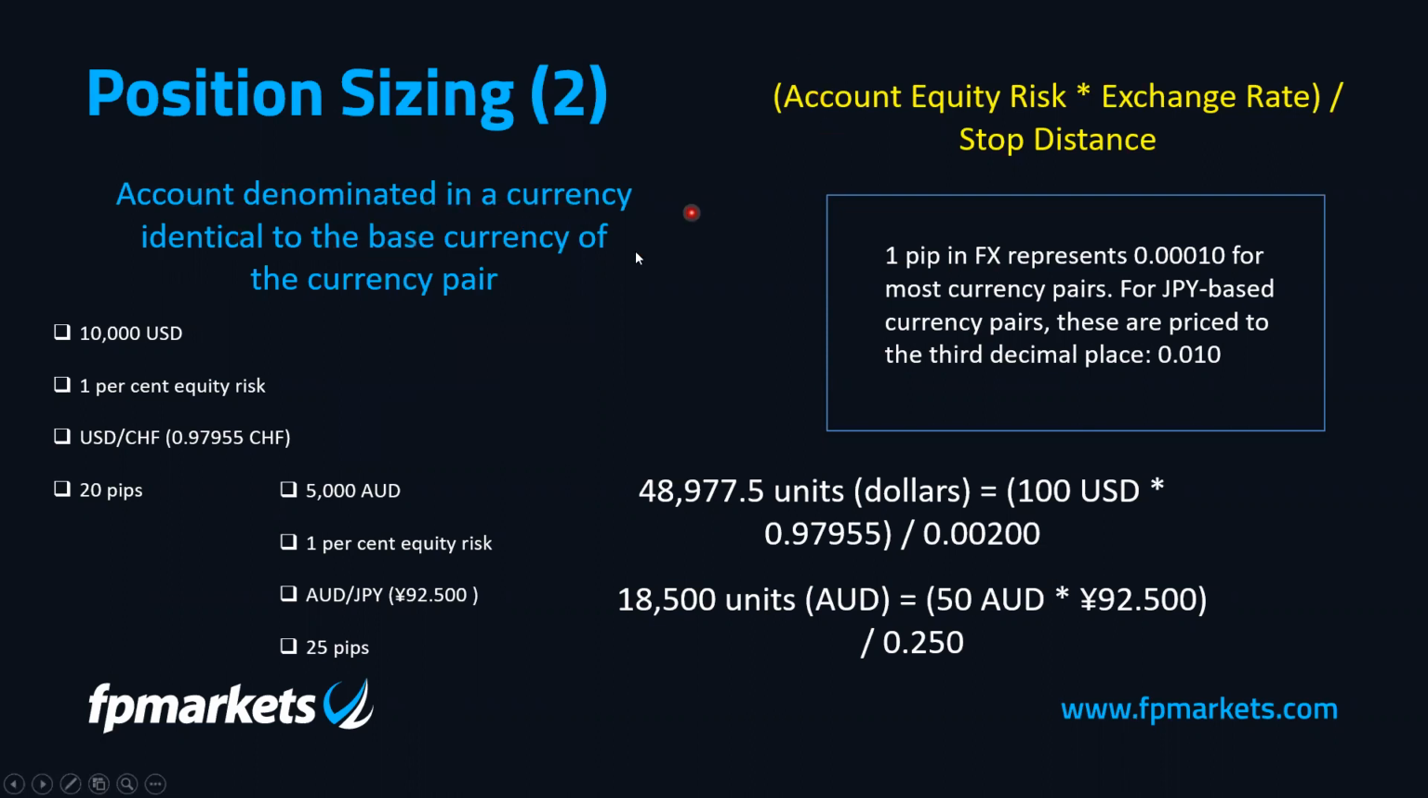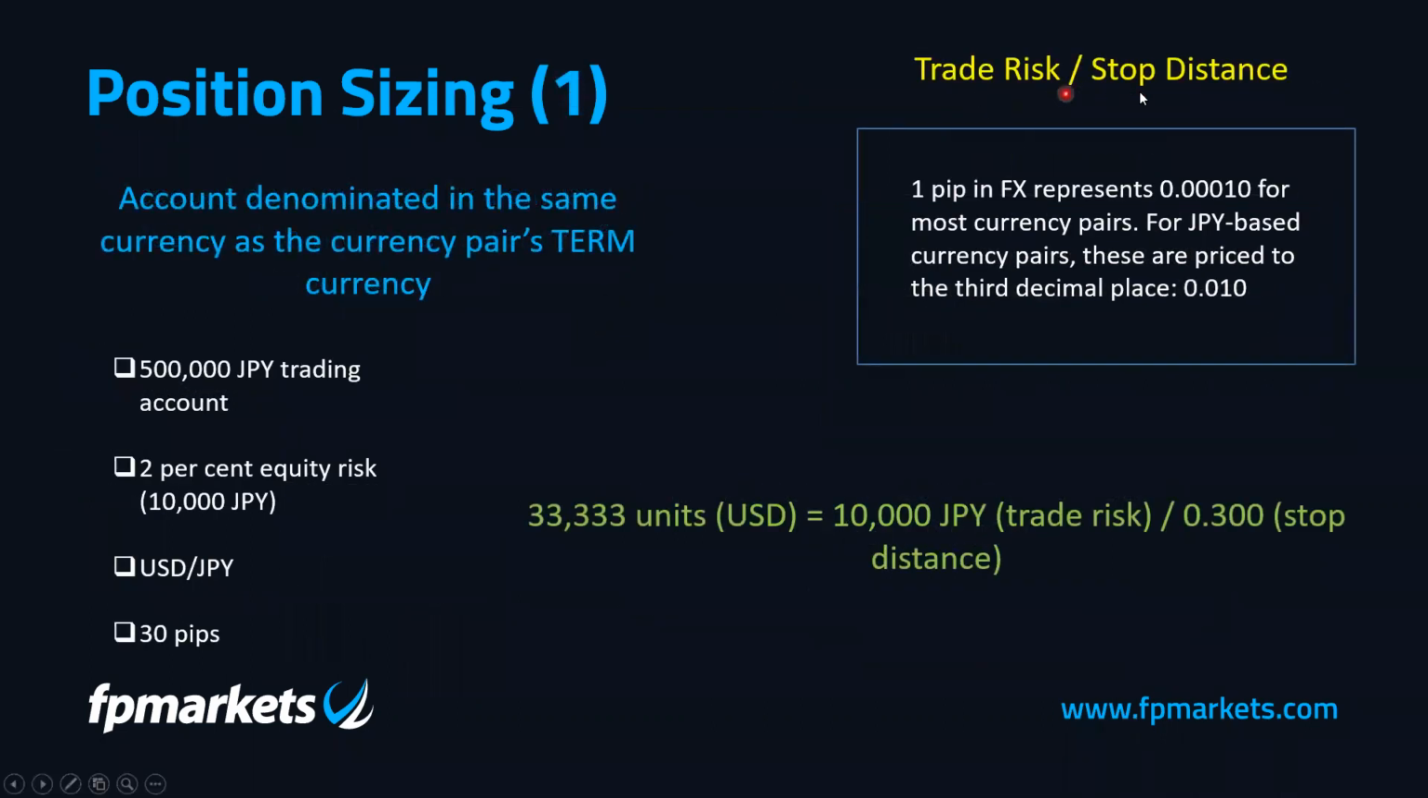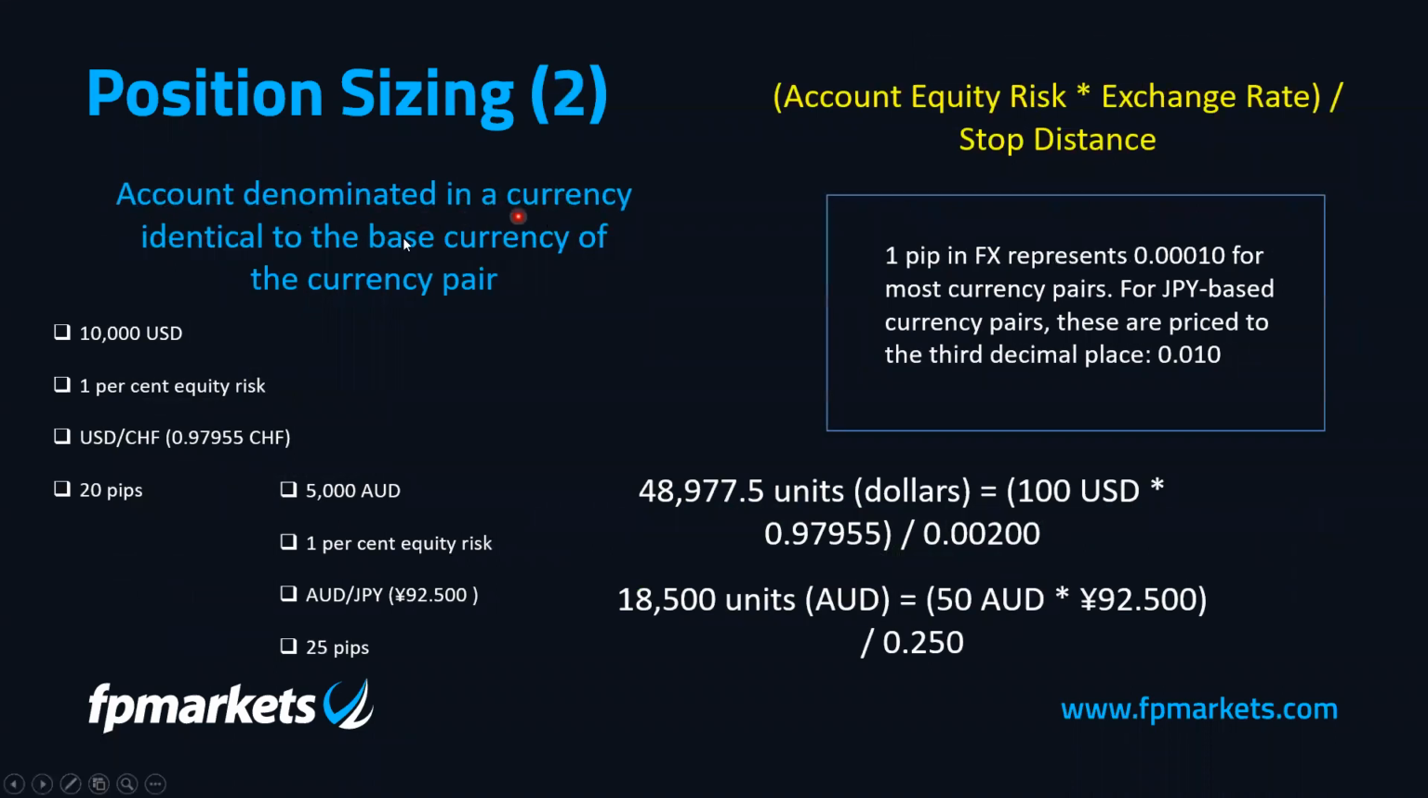So look, remember these formulas, guys. Let me just go back. Trade risk divided by stop distance for an account denominated in the same currency as the currency pair's term currency. Account denominated in a currency identical to the base currency of the currency pair, account equity risk multiplied by exchange rate divided by stop distance.